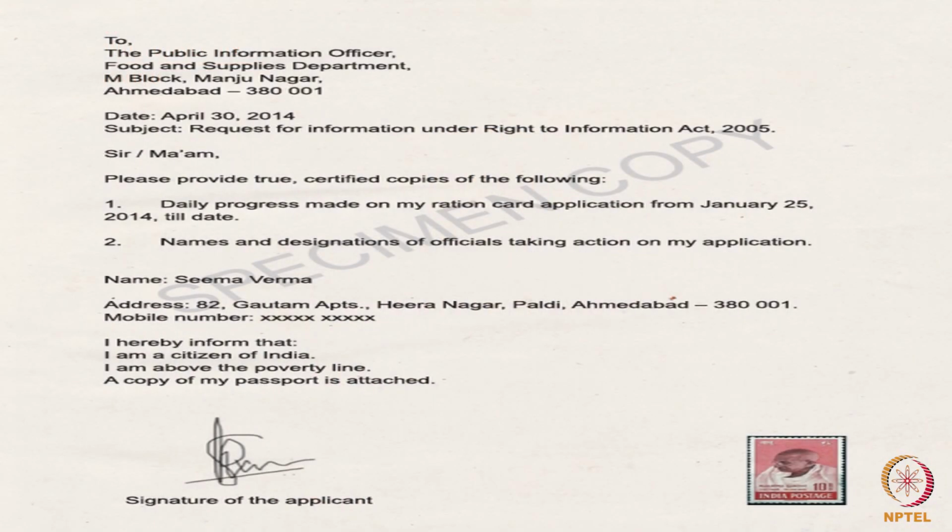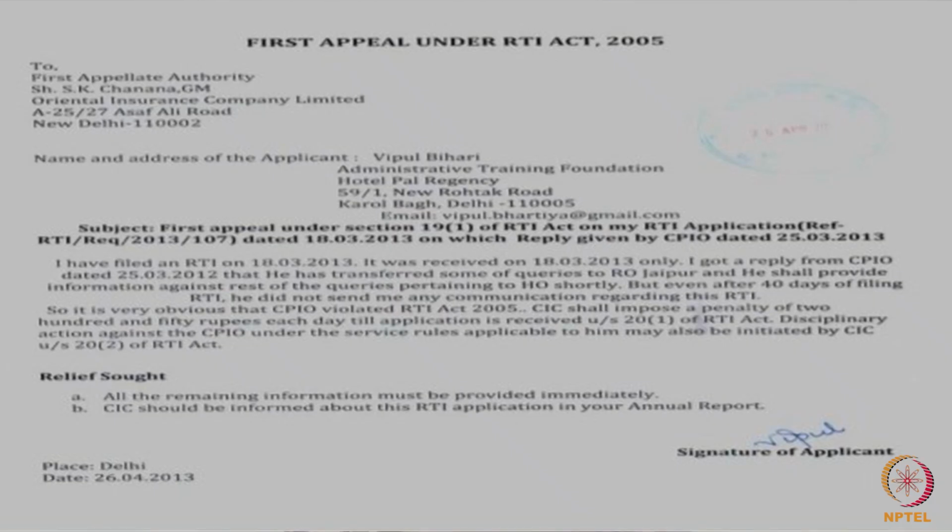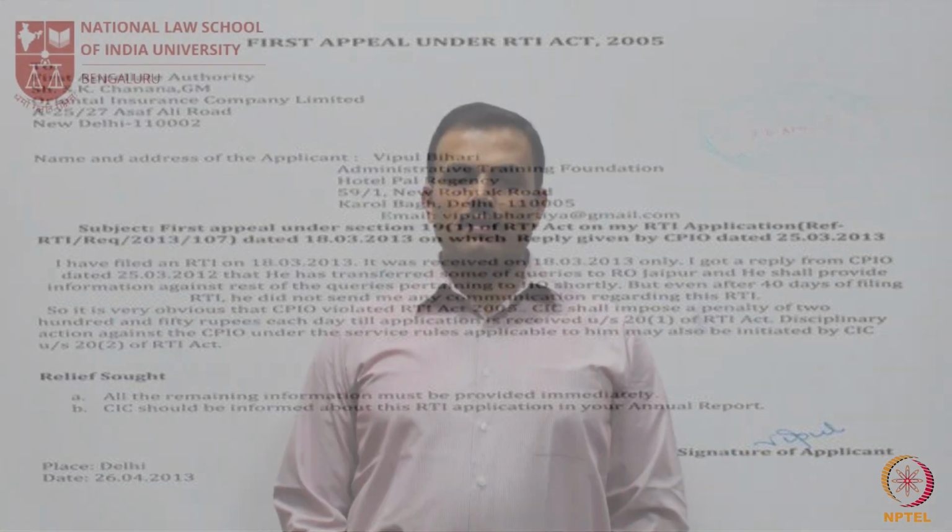The third objective is to help the students who take up this course to draft RTI applications, to try and assess how to challenge some of the orders of the public information officers, both at the First Appellate Authority level and at the Information Commission. So there will be some practical case study examples of drafting applications and drafting appeals.